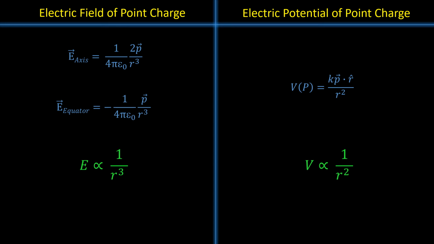So we can say that the potential of a dipole varies at a slightly lesser rate compared to the electric field. Electric field drops drastically if you change your distance from the dipole, if you go away. That is not the case with potential. It also decreases, but not as fast as the electric field does.